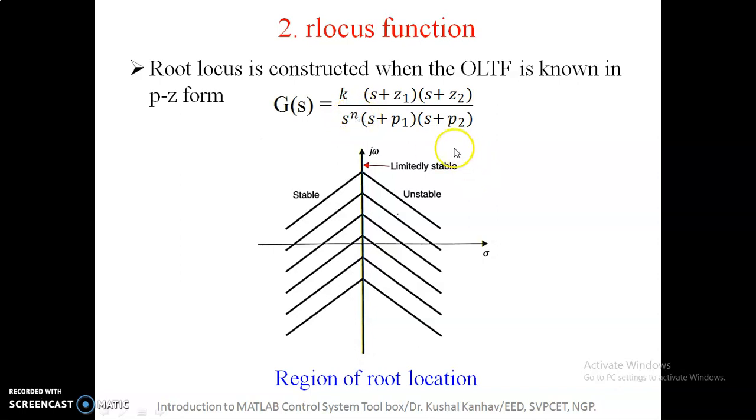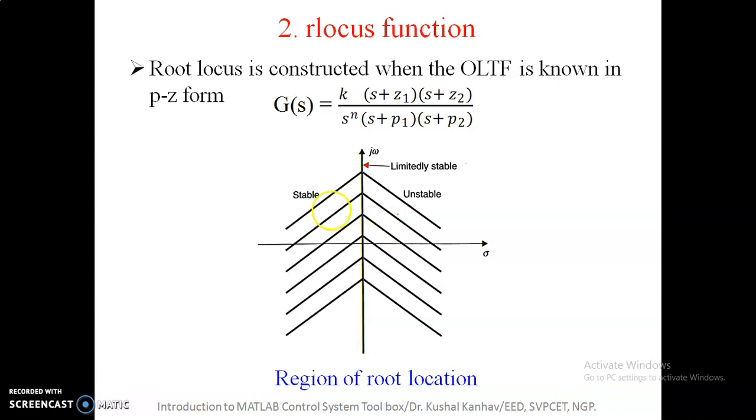Now depending on the location of the poles in the s plane, you are finding here sigma on the x axis and j omega on the y axis. So j omega is the imaginary axis, sigma is the real axis. Depending on the location of the poles, we can define the stability of the system. So root locus can be used to define the stable region of the system, at what values of gain K the system is stable, and when it becomes unstable.